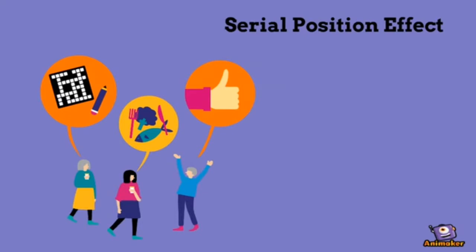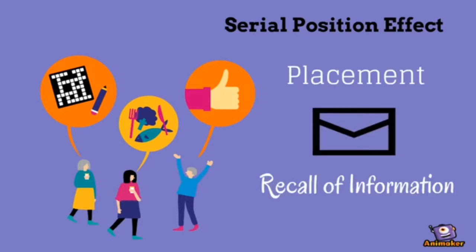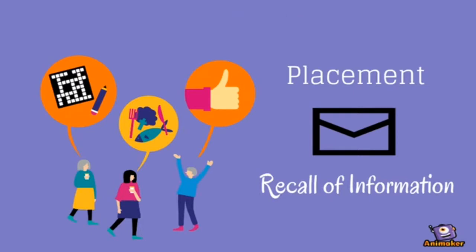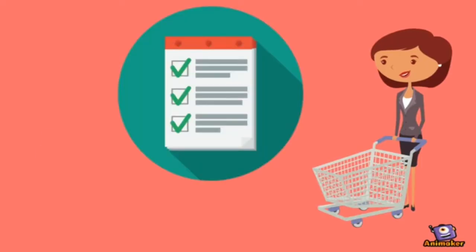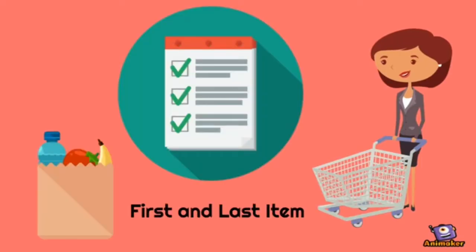Serial position effect. The placement of a message impacts recall of the information. For example, you have a list to buy from the grocery, but suddenly you are in a hurry. You forget those random items, but the first and last items are the ones that you don't forget.